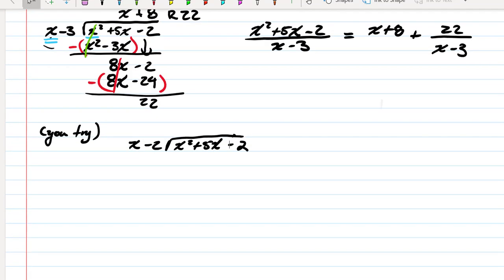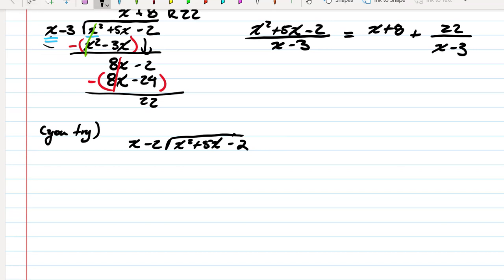So for our u-try, we ask ourselves, well, how many times does x go into x squared? Or said another way, what times x gives us x squared? So x times x gives us x squared. So we have x, and x times x is x squared. And then x times negative 2 is negative 2x. And then we subtract that entire binomial.